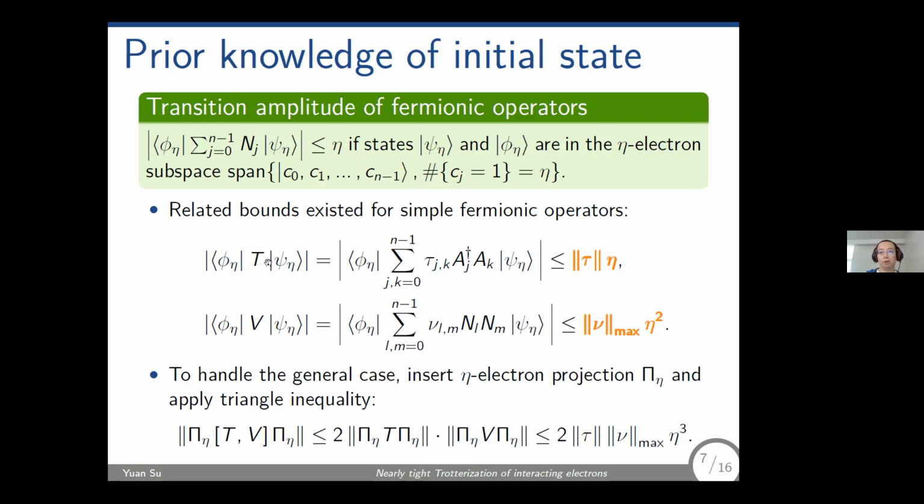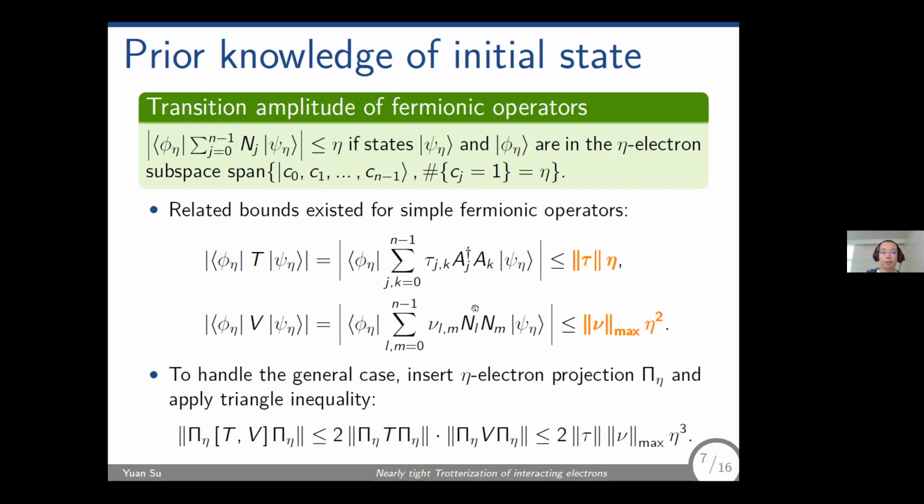So for example, if you take the transition amplitude of operator T, by definition it is given by this linear combination of A_J dagger A_K. What you can do is try to diagonalize the coefficient matrix. So you get a bunch of eigenvalues, and those eigenvalues will be upper bounded by the spectral norm. Meanwhile, the indices will be contracted when you do the diagonalization. So you get a copy of this particle number operator, which will give you a factor of eta here.